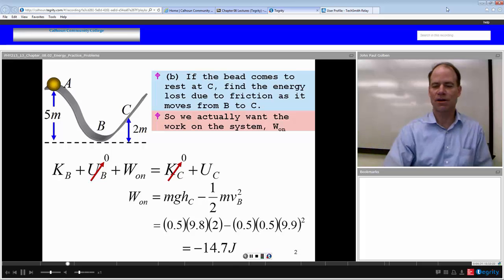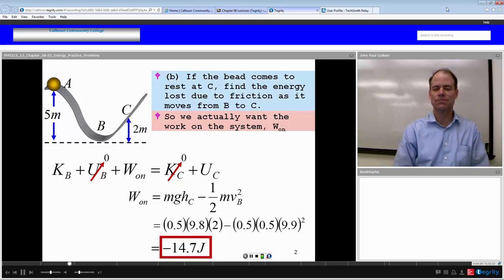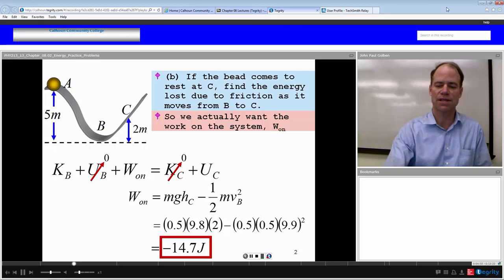If we figure out all these numbers, we get that our work done along the way is a negative 14.7 joules. The negative just means that we're taking energy away. Friction is working against sliding motion. It always is going to take energy away in that sort of sense, and that's what it did here. It was just friction doing the work. So the work done by friction is a negative 14.7 joules.